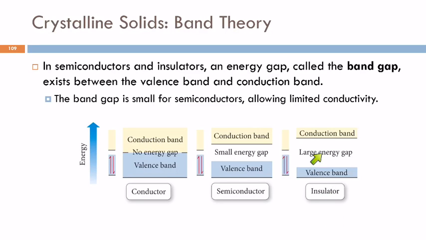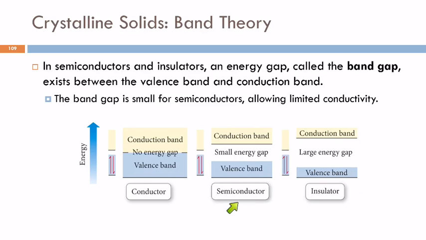In an insulator, there's a large energy gap here. There's like a grassy median. It's going to be really tough to get across over here to the conduction band. And so insulators do not conduct electricity because it's too hard for those valence electrons to move into the conduction band. There's this big gap.